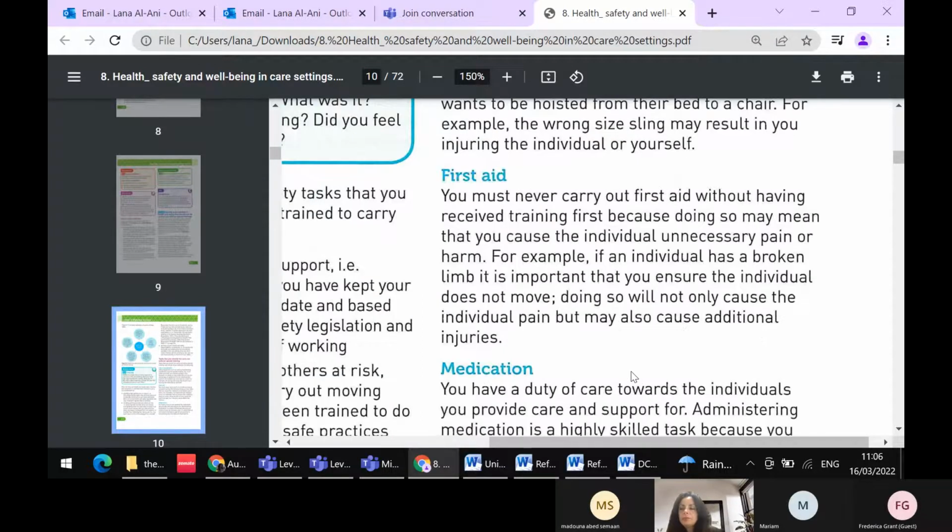Also, first aid. You must never give first aid without receiving proper training. Otherwise, you might put the wrong item on cuts. Also, for example, if there's any broken limb, any hands or legs being broken, always ensure that you call the first aider. If you do something by yourself, you might give them more injuries. So you need to make sure that you have the right training.